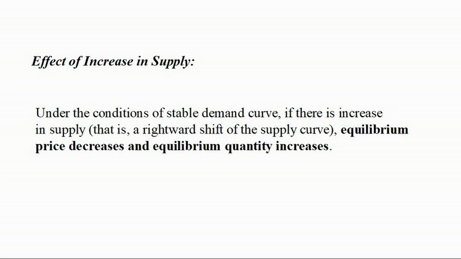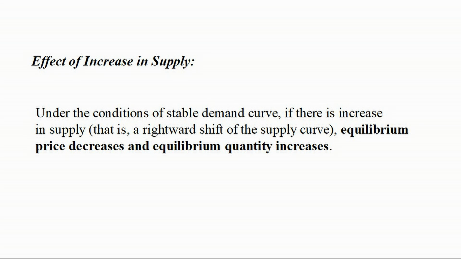The other situation is when there is a change in supply while demand remains constant. The first situation is the effects of an increase in supply. Under the condition of a stable demand curve, without any change in the demand curve, if there is an increase in supply, that is a rightward shift of the supply curve, which is similar to that of the demand curve. Whenever there is an increase, both supply and demand curves shift to the right. Rightward movement represents an increase in the supply or demand curve.